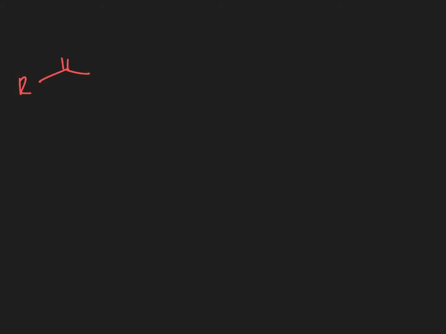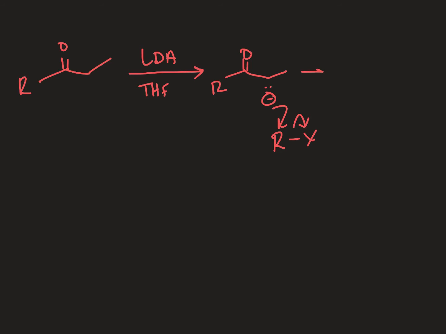I'm going to choose a generic ketone here. If I react that with LDA under aprotic solvent THF, I will form the enolate ion, which we do have the resonance stabilization for. That will then react with our alkyl halide, SN2 type reaction, so same restrictions on that R group. And now I have the new carbon-carbon bond formed at that alpha position.